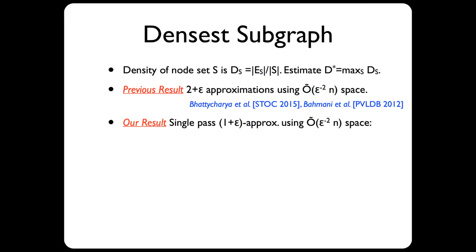That first result took one pass. The second result took, I think, a logarithmic number of passes, but they got a 2-approximation, based on some ideas developed by Moses Charikar. So our result is a simple single-pass (1 plus epsilon)-approximation using that amount of space.